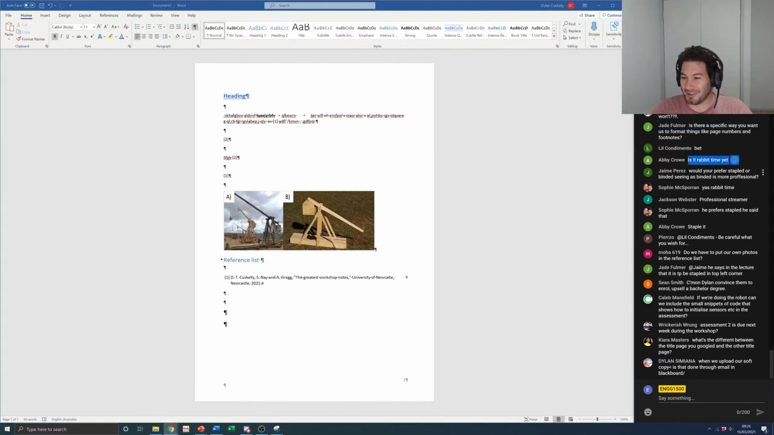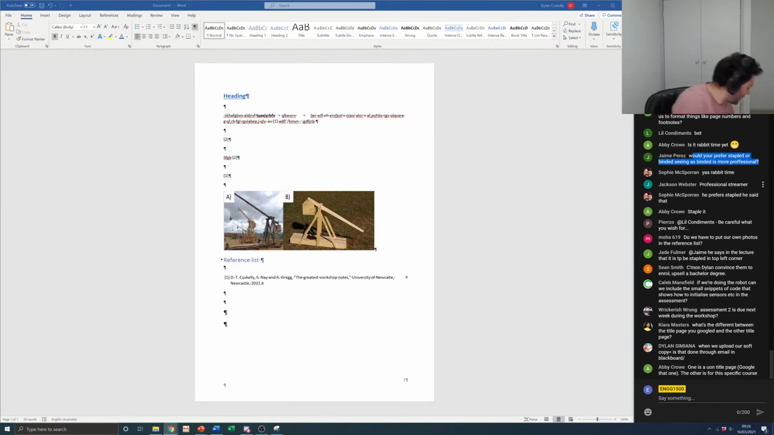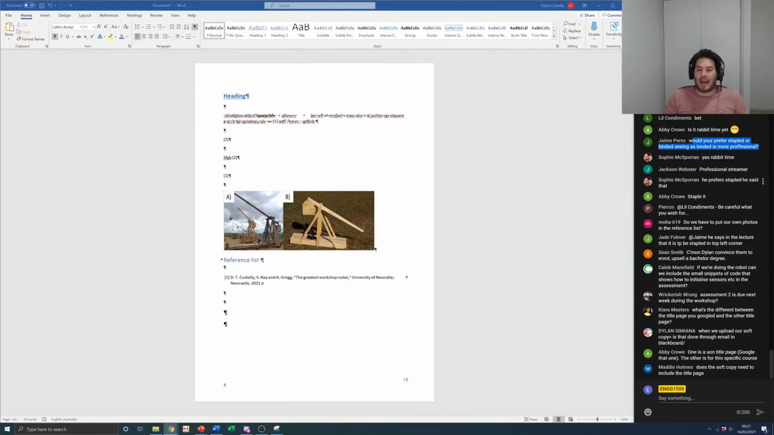Rabbit time soon. I'm still answering questions as fast as I can. Would you prefer stapled or bound, seeing as bound is more professional? You're correct. So at this stage, do I have any bound reports kicking around? I normally have some on my floor that I've been marking. I don't. Look, stapled is fine. Until you get to the point where you can no longer put a staple through it, I'm happy for you to do stapled. Your final report, I will ask for it to be bound, just to get you some of that experience. But this one, stapled is all good.